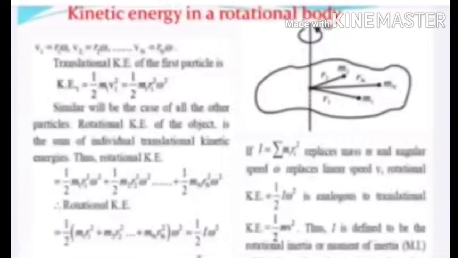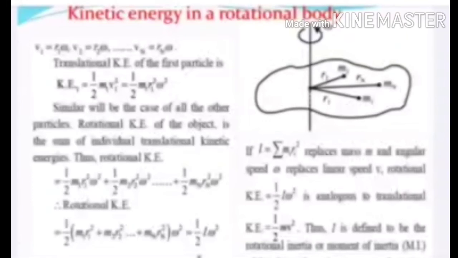Similarly, for the second particle, kinetic energy 2 is equal to half m2 v2 square, which, after substituting the value of v2, gives half m2 r2 square omega square. For the nth particle, kinetic energy n is equal to half mn vn square. Substituting the vn value in this formula, we get half mn rn square omega square. The rotational kinetic energy of the object is the sum of the individual translational kinetic energies. Therefore, rotational kinetic energy is equal to the kinetic energy of the first particle plus that of the second particle plus that of the third particle plus that of the nth particle.